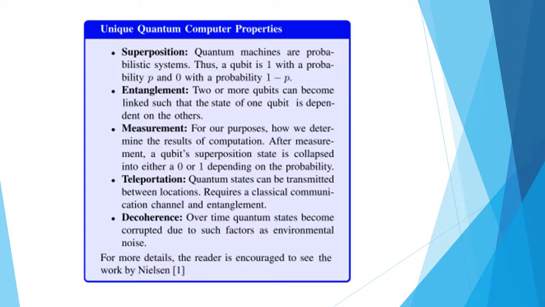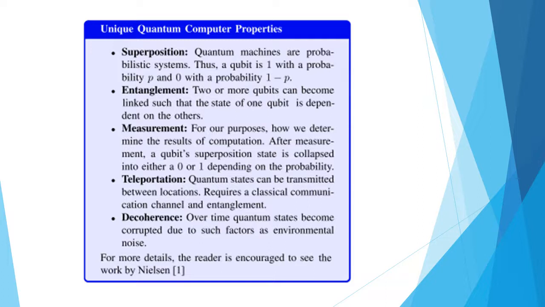Unique quantum computer properties. Superposition. Here the superposition means the quantum machines are probabilistic systems. Thus a qubit is 1 with a probability p and 0 with a probability 1 minus p. Entanglement. Two or more qubits can become linked such that the state of one qubit is dependent on the other's.